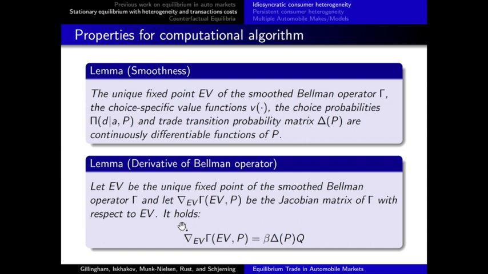Here is the derivative of the Bellman operator that you need in order to find the equilibrium. The expected value function is the unique fixed point of the smooth Bellman operator gamma, and the Jacobian matrix of gamma with respect to EV is the following. It's just like we've seen in the single agent models in Harold Zurcher's problem: beta times the transition matrix that moves the economy. Here it's the combined transition of trading and physical aging of the car. So that's actually a pretty simple derivative, and it's going to be pretty useful.